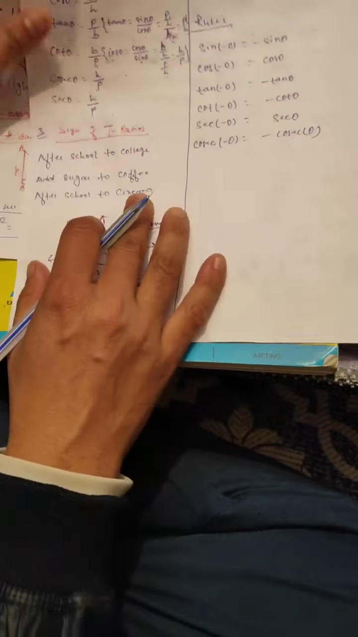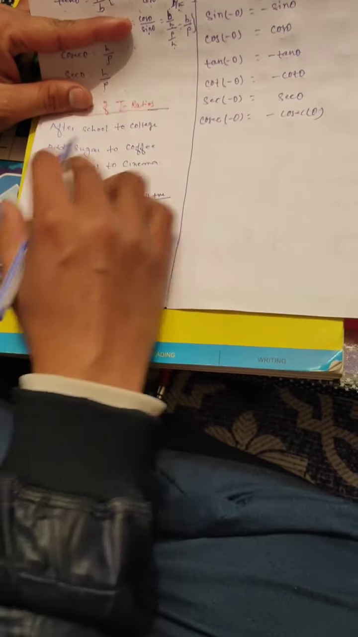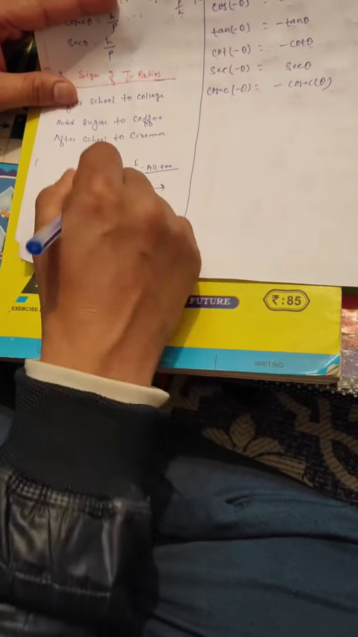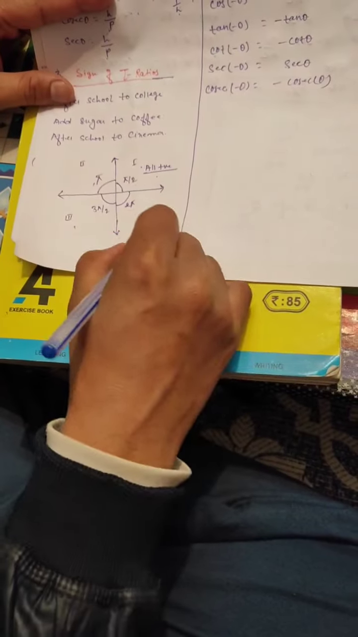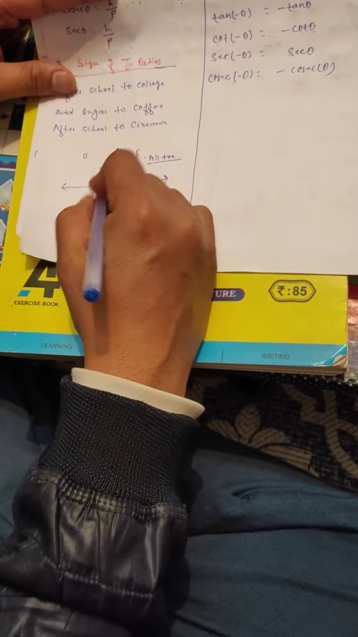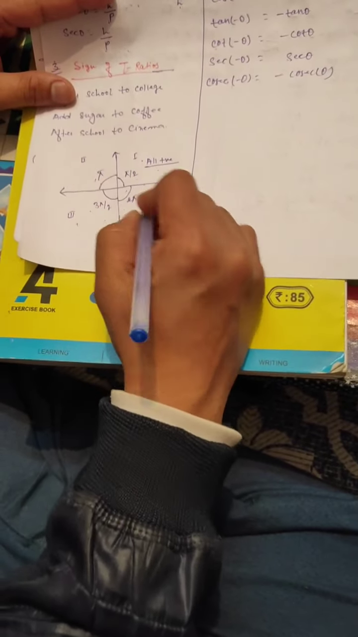Now let's come to the signs of the trigonometric ratios. This is the quadrant of the lines. This is the first quadrant, this is the second quadrant, this is the third quadrant, and this is the fourth quadrant. The first quadrant is 90 degrees, pi by 2, the second quadrant is 180, pi, the third quadrant is 270, 3 pi by 2, and the fourth quadrant is 360, 2 pi.